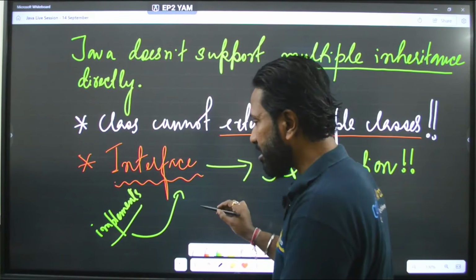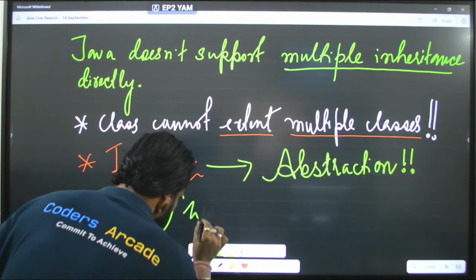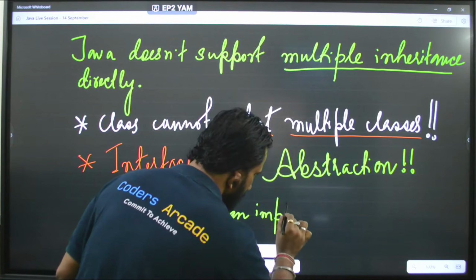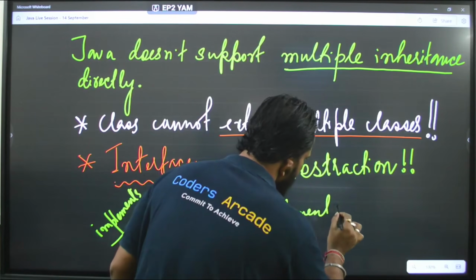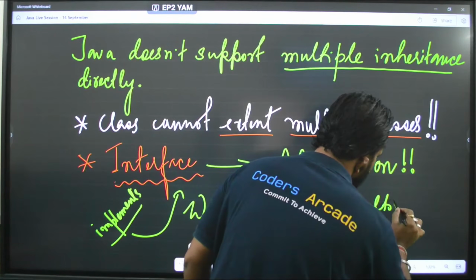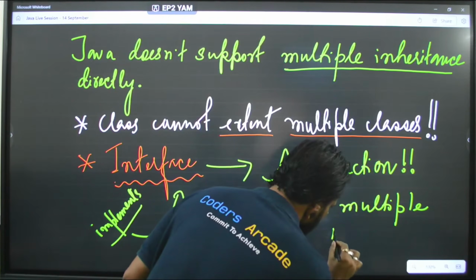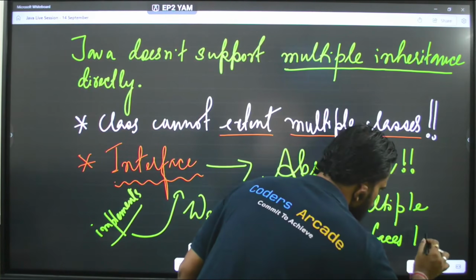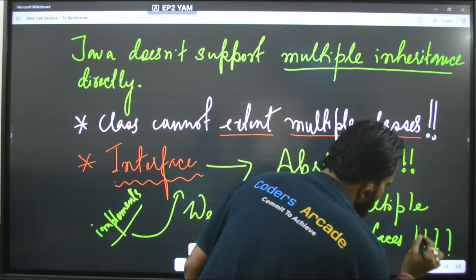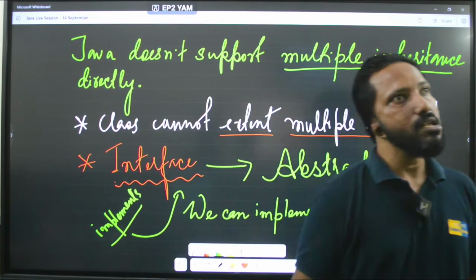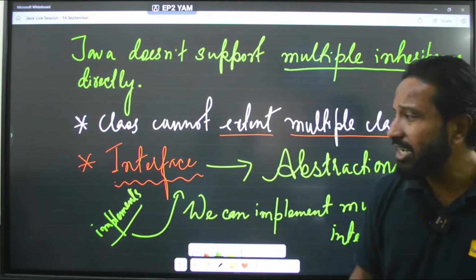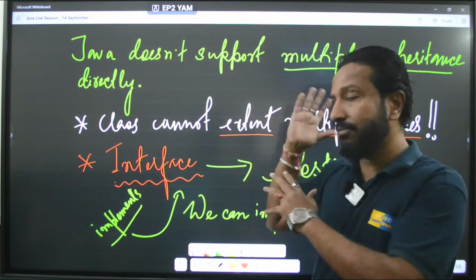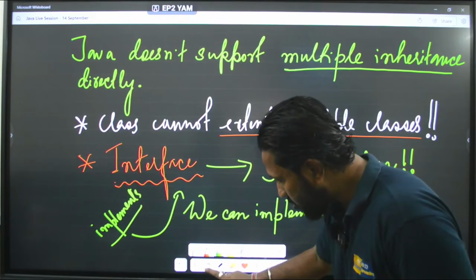That also let me write it. We can implement multiple interfaces. Please remember this very important sentence. So now let's move on to abstraction, then we will go on and finish off multiple inheritance. Fine.